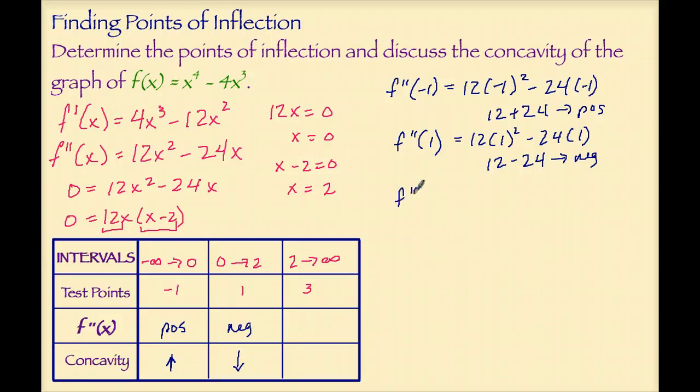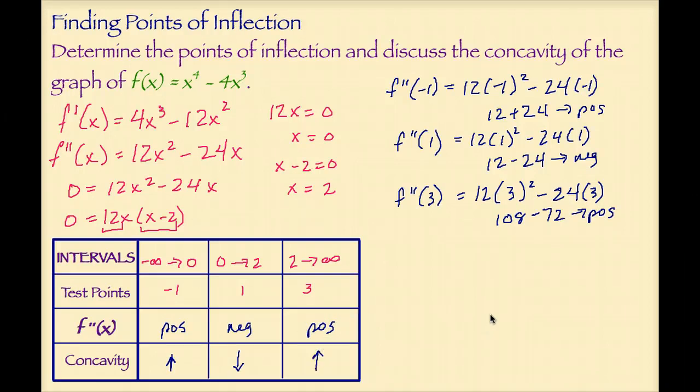Now let's look at the second derivative at our final test point, which was 3. That means we'll have 12 times 3 squared minus 24 times 3. This will be 9 times 12, which is 108, minus 72, a positive number, which means we'll have a concave up section of the graph.